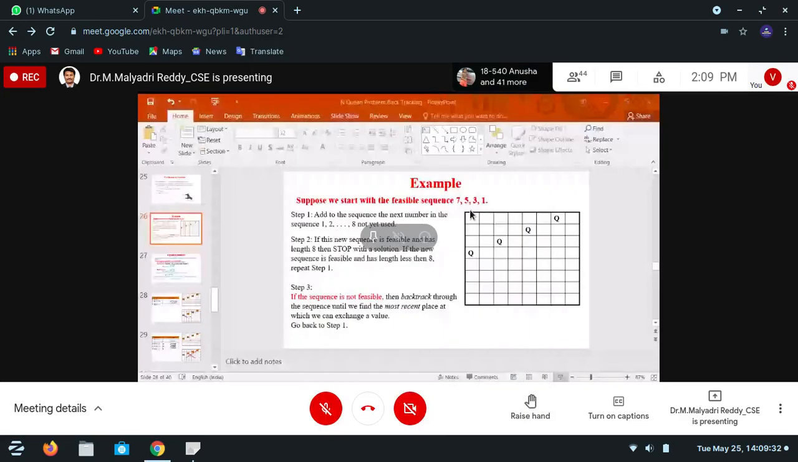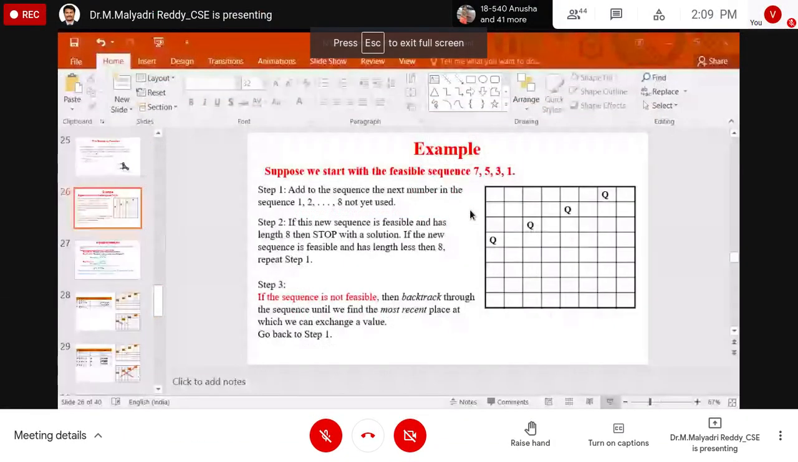Q7, Q5, Q3, Q1. So the first problem of N-Queens is that I have to place the N queens in N tuples. Total 8 tuples are there. In those, we have to place 8 queens.